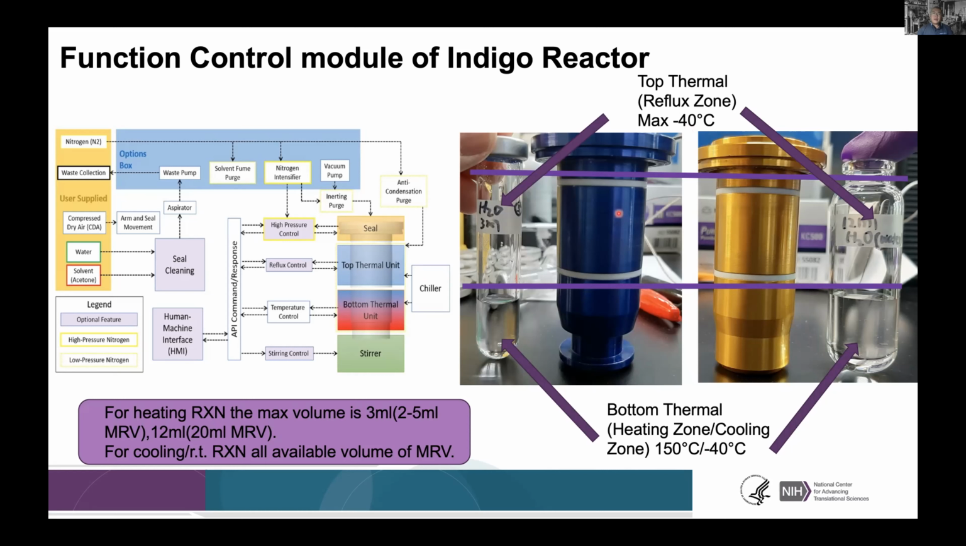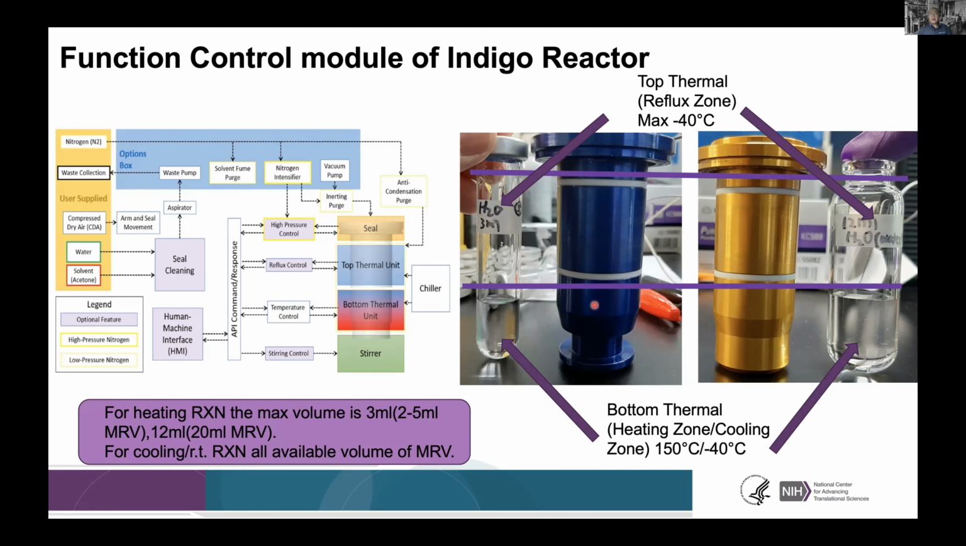And also we can get a close look at our adapters here. You can see the adapter is separated into two parts. The bottom part is the thermal zone for heating and cooling the reactions, and the top part is for the reflux. They are divided by this white part here, so the heat will not transfer from one section to another.